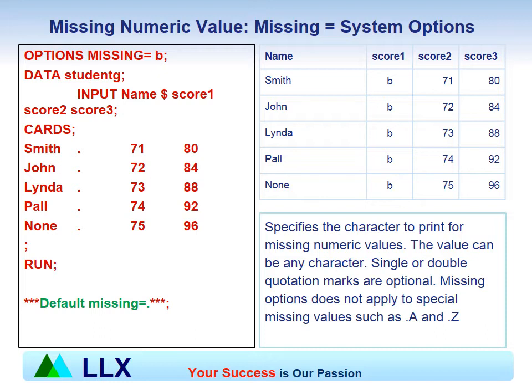The example chose to use B to replace all of the missing values, and the results are shown in the upper right. As you can see, instead of denoting the missing values with a period, SAS denotes them with the specified character B. Be aware that this does not apply to special missing values such as .a. Those special missing values will still appear as their corresponding special character.